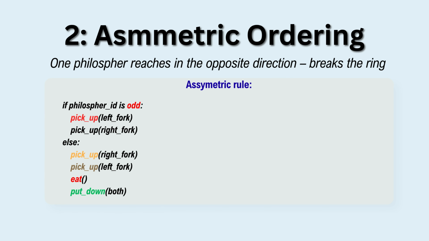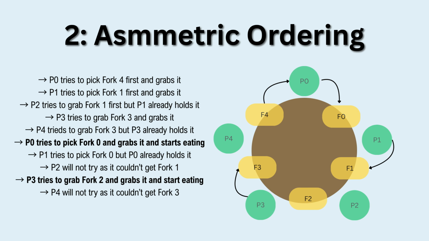The second solution, asymmetric ordering. Change the rule for one philosopher. Odd numbered philosophers pick up the left fork first, then right. Even numbered pick up the right fork first, then left. In the naive solution, the circular wait forms because everyone reaches in the same direction, like a ring of people, each grabbing the hand of the person on their left. Reversing just one person's direction breaks the ring. A circle only needs one break to collapse.